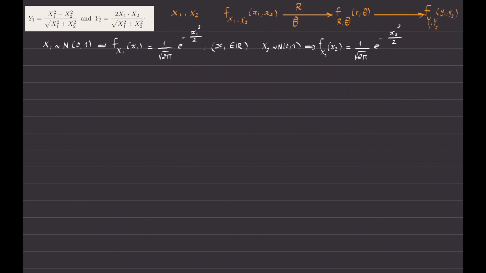But I also know that x1 and x2 are independent according to the problem, so this means that the joint probability distribution is simply the product of these probability distributions. I multiply this function by that function, and the factors multiplied together give me 1 over 2 pi, and I add the exponents. So I would write e to the minus x1 squared plus x sub 2 squared divided by 2, where x1 is any real number and x2 is any real number, so x sub 1, x sub 2 belongs to R squared. It means there are no limitations for the values of x1 and x2.